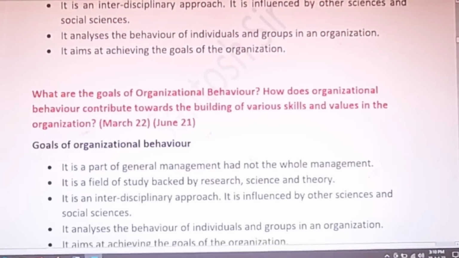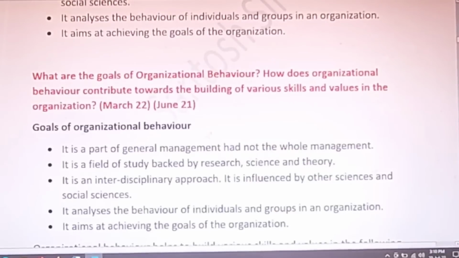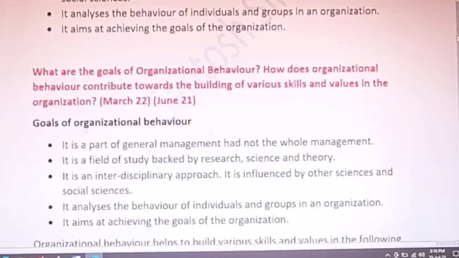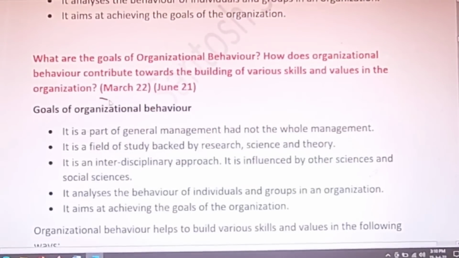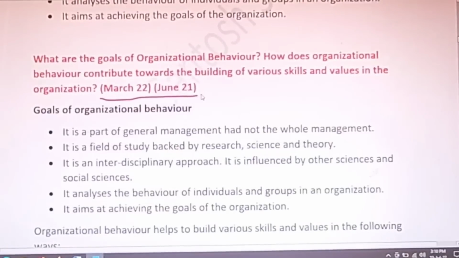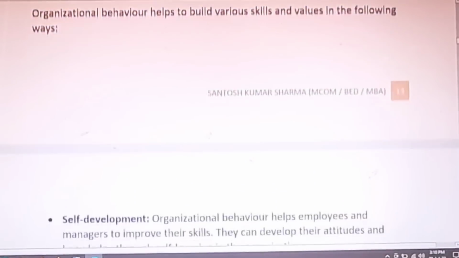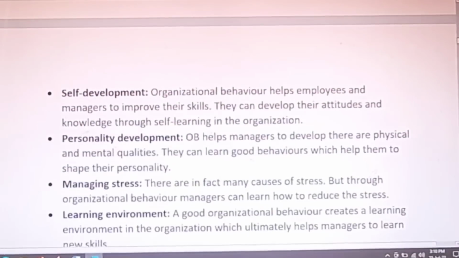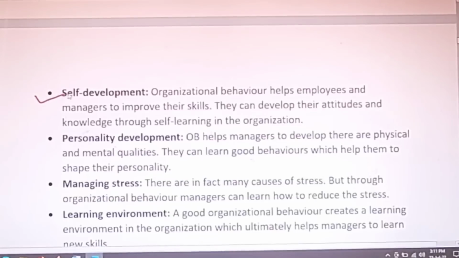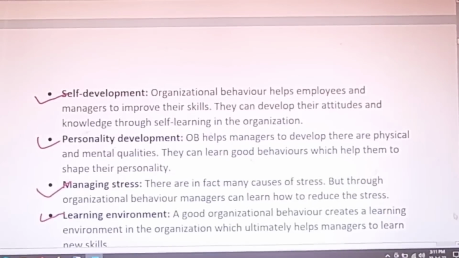What are the goals of organizational behavior, or advantages, how it contributes towards building various skills and values in the organization. So very very important question, and this question strikes in March 22 and June 2021 also. तो दोनों ही एग्जाम्स में आते हैं. So the different goals of the organization can be इसके मेन ऑब्जेक्ट्स and how it helps in building up the different type of skills in the organization, like it helps in self development, it helps in personality development, it helps to manage or reduce stress, then it creates a learning environment in the organization.